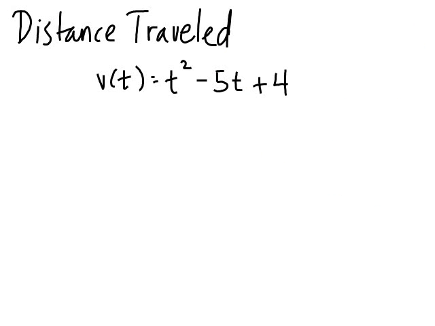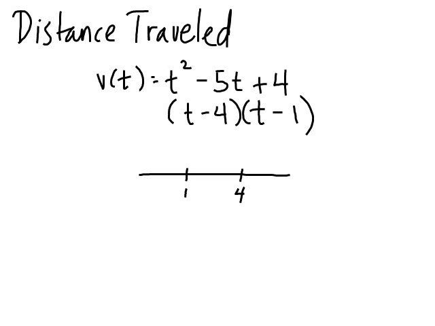To find the distance traveled by the same particle, I'll first need to determine the times at which the particle changes direction. Factoring the velocity, I find that the velocity is 0 at 4 seconds and 1 second. These are my critical values.